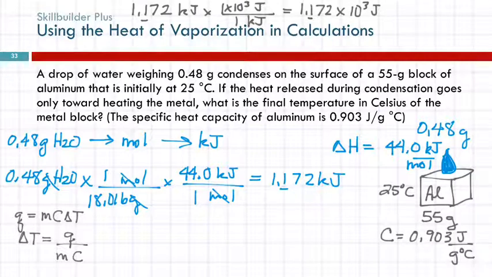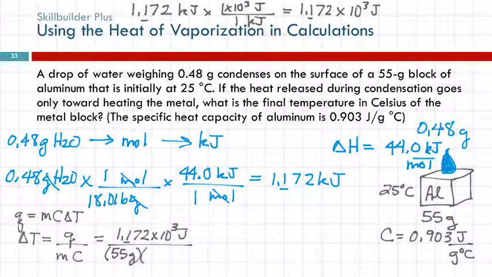So now I've got the numbers I need to plug into this equation down here. 1.172 times 10 to the 3rd joules divided by the mass of the aluminum block, 55 grams, and divided by the specific heat capacity, which was given, 0.903 joules per gram degree Celsius.